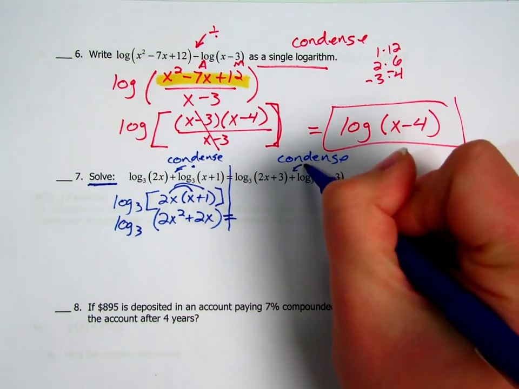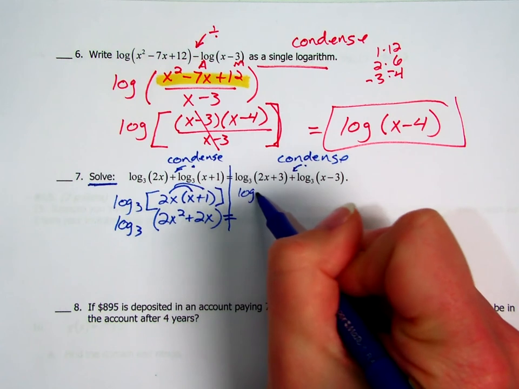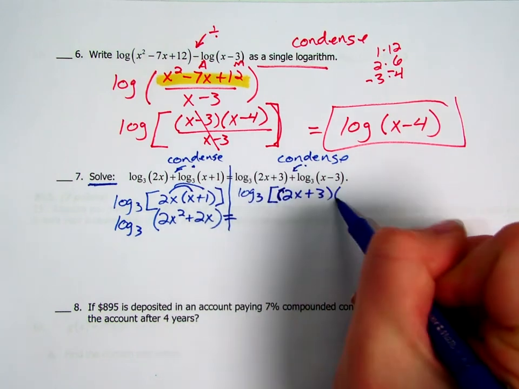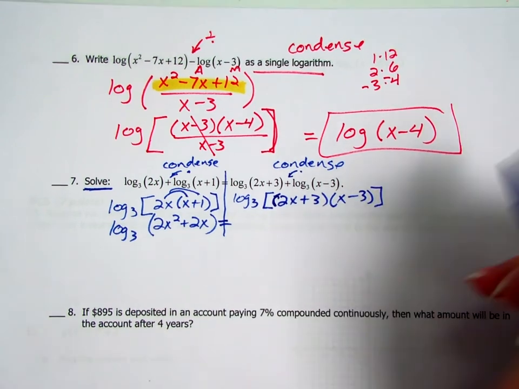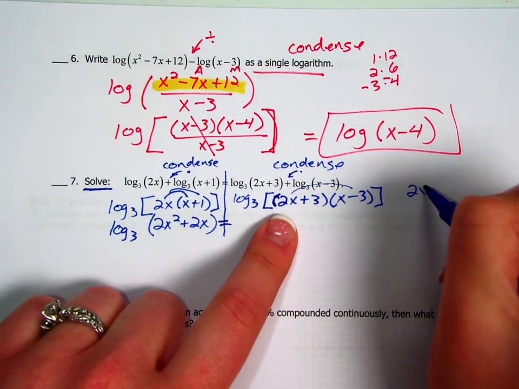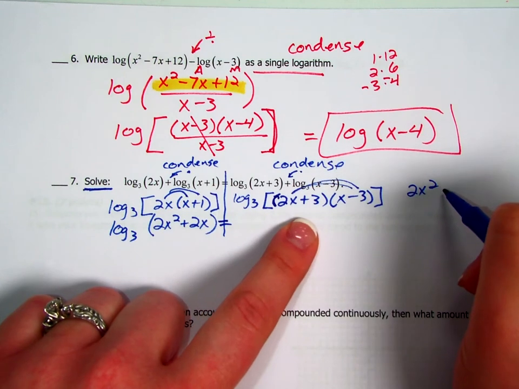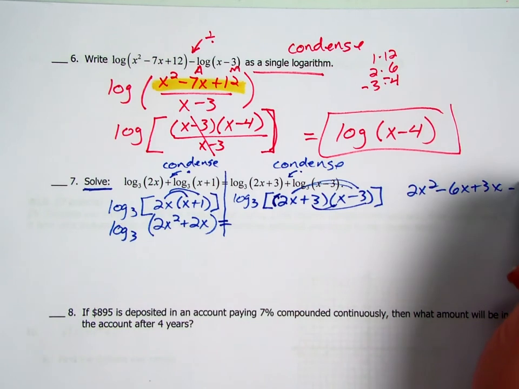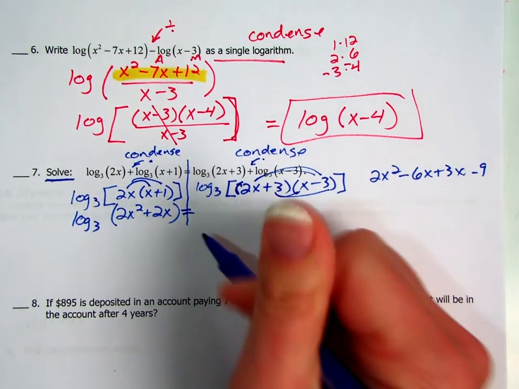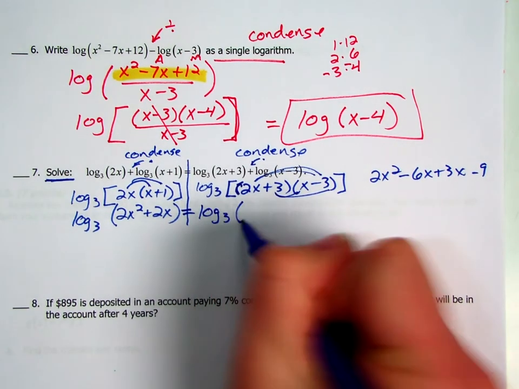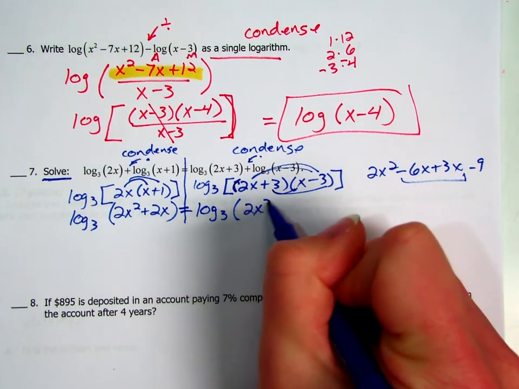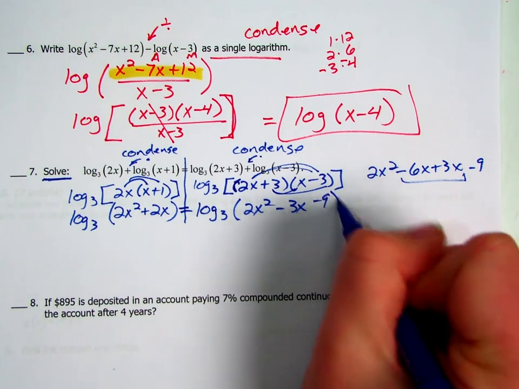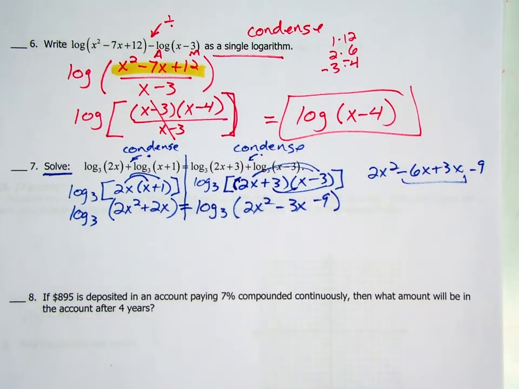Again, it's addition, so that means we're going to multiply them. So we're going to do log base 3 of (2x plus 3) times (x minus 3). Well, that would give me 2x squared minus 6x plus 3x minus 9. And then we can combine those to say that this side is really log base 3 of 2x squared minus 3x minus 9.